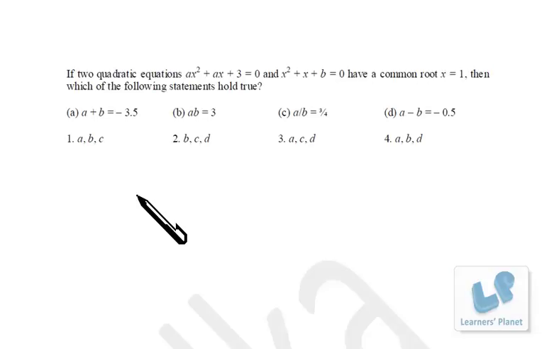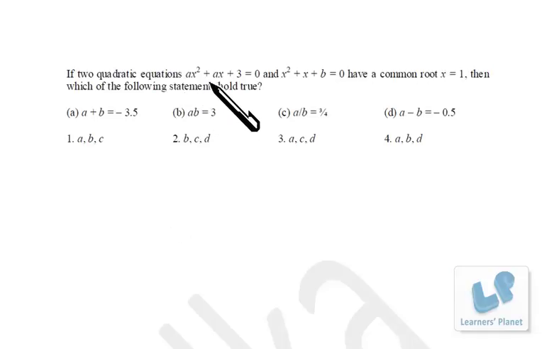So the first question over here: if two quadratic equations ax square plus ax plus 3 and x square plus x plus b is equal to 0 have a common root at x is equal to 1, then which of the following statements hold true? Now what does this question mean? See, these two equations have a common root x is equal to 1. That means both the equations have the root as x is equal to 1.